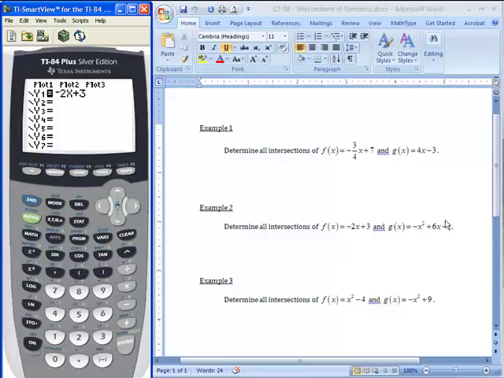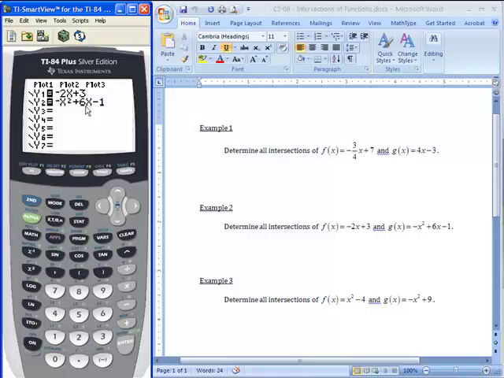And then we're going to take g of x and put that in for y2. So g of x is negative x squared plus 6x minus 1. And we'll press enter there. So now we have our two equations in here, negative 2x plus 3, negative x squared plus 6x minus 1.